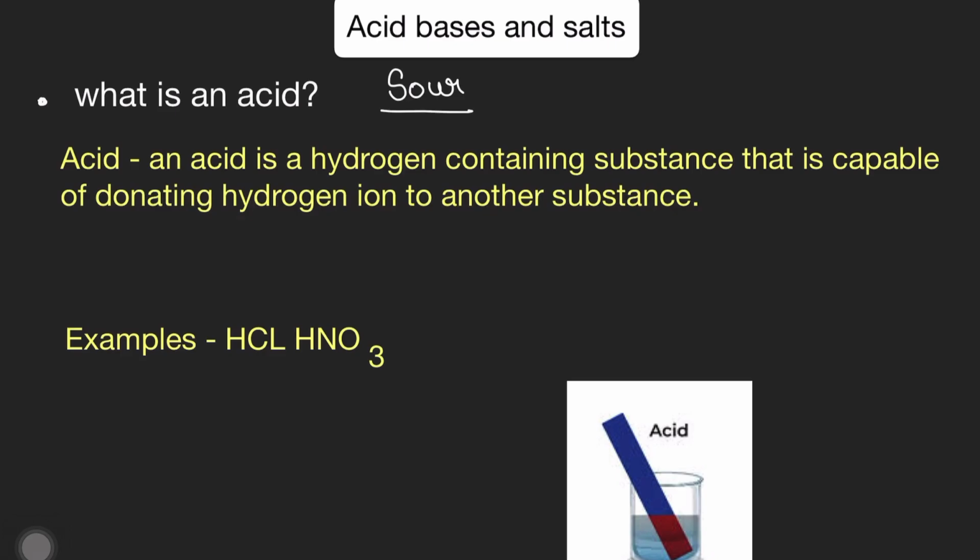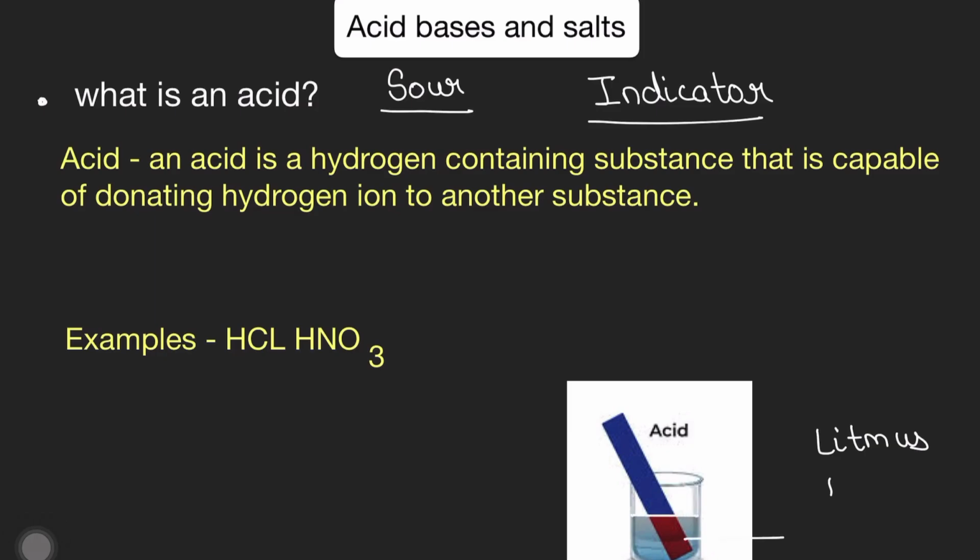So, how do we check whether a solution is acidic or basic? To check that, we have several indicators. Indicators help us identify whether a substance is acidic or basic. One such indicator is the litmus paper.